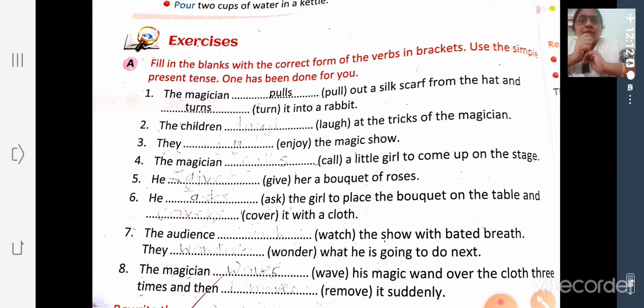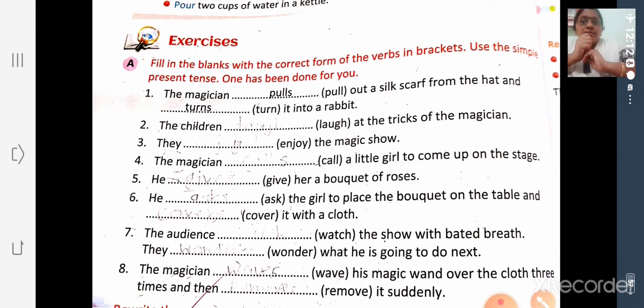Then the magician is singular, so the magician calls a little girl to come up on the stage. Then he is singular, so he gives. Then he dash the girl. He asks, with es, because he is singular, the girl to place the bouquet on the table and covers it with a cloth.